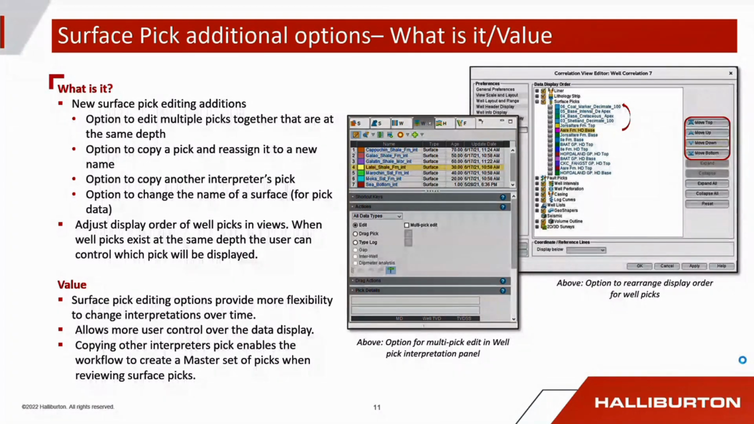So these new tools or options allow more user control over the data and give the user flexibility to change the interpretation over time. For example, the early interpretation is usually at a larger scale, and as new data is collected, the interpretation can become more detailed and may need to be changed significantly.